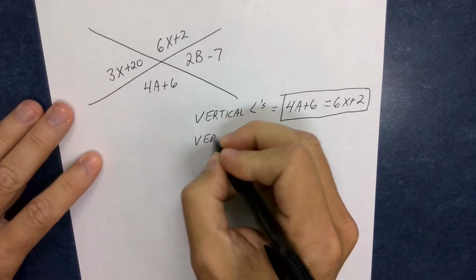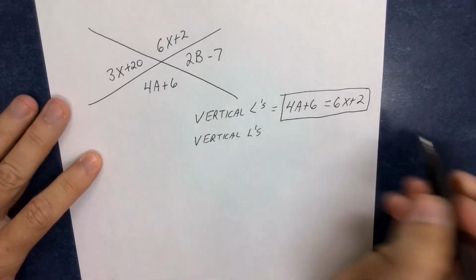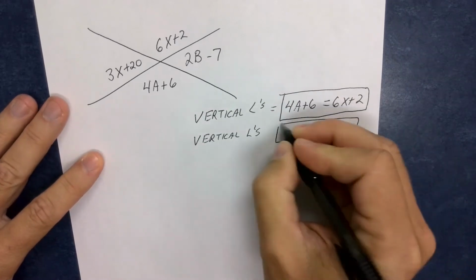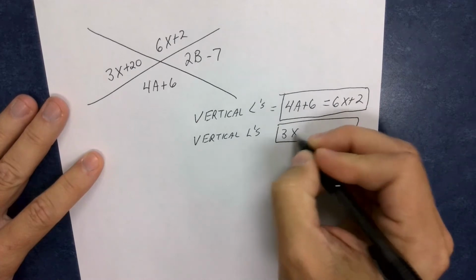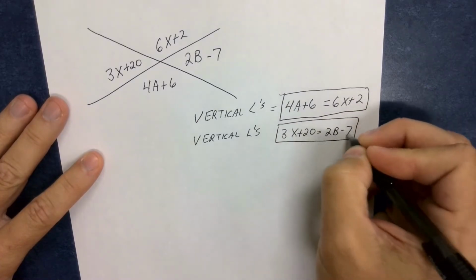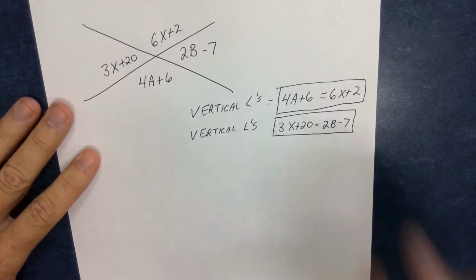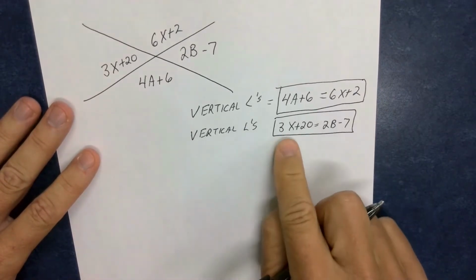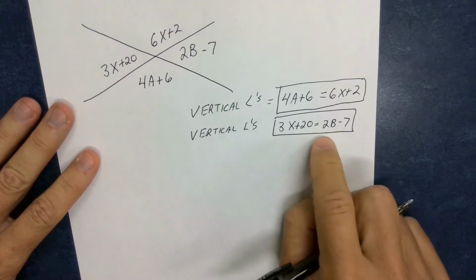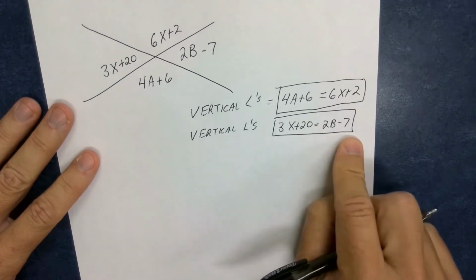So because of vertical angles, I know that, write this one out, that 3x plus 20 equals 2b minus 7. That's true also. That's awesome. But I got an x and I got a b in here, and that doesn't do me any good. That's not an x, that's a b. So 2b minus 7. So that doesn't do me any good.